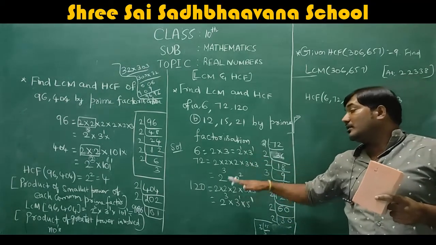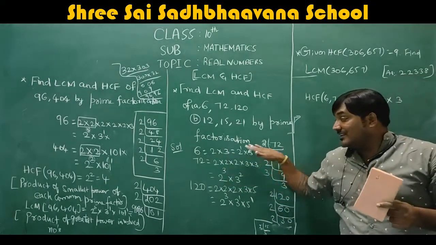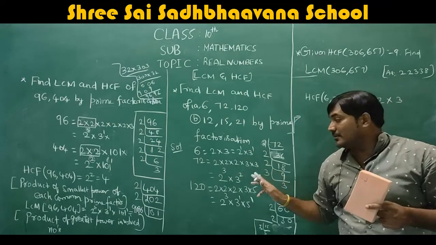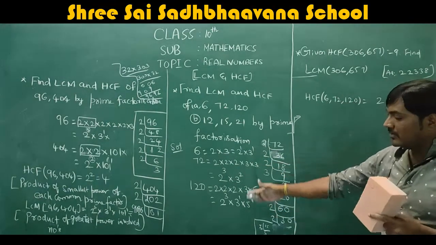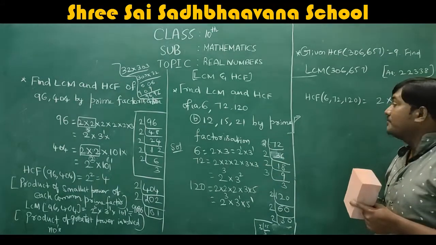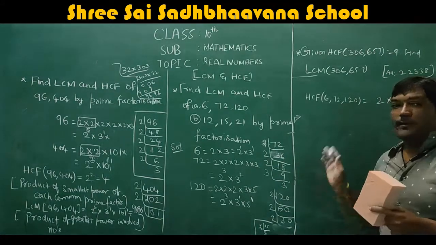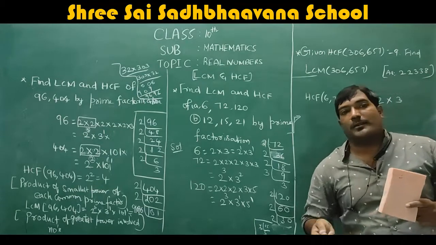Because for common terms, don't see the powers at all. Just see the numbers. So in these 3 numbers, 2 and 3 are there everywhere. In all the expansions, 2 and 3 are there. And that's why I wrote 2 and 3. Common numbers I wrote there.